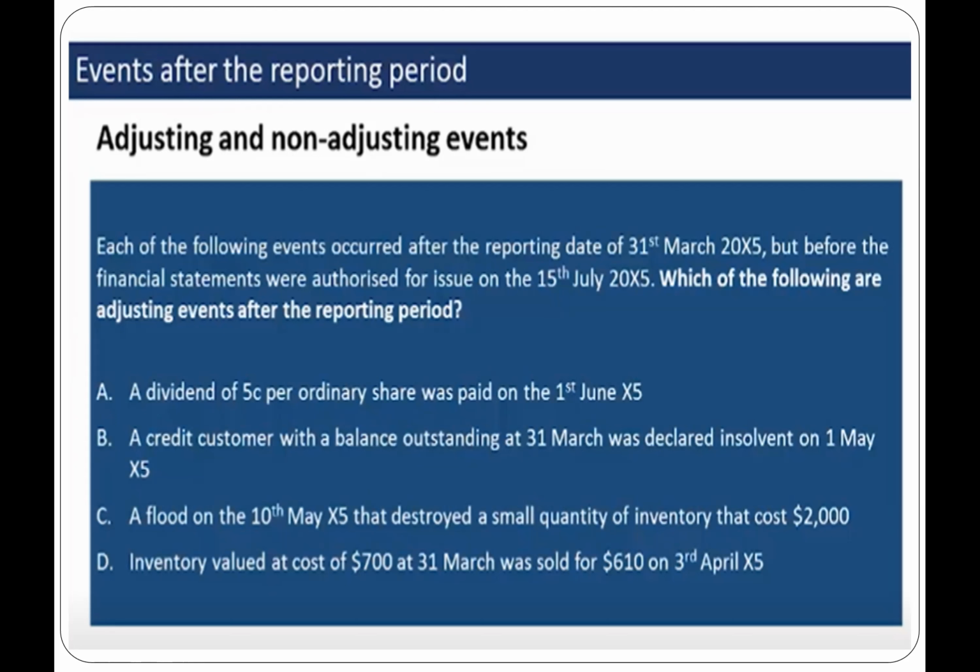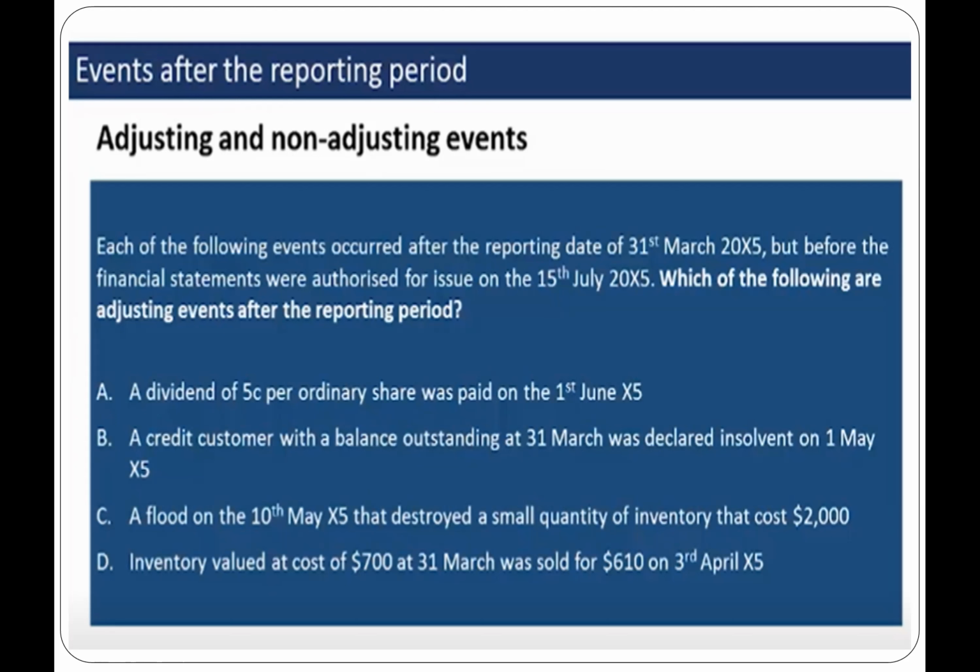So a dividend of 5 cents per ordinary share was paid on the 1st of June 2015. Now, we paid this dividend after the year end, which means this is not something that existed before year end. It's something that actually happened after year end, which means we simply need to disclose that we actually then declared and paid dividends of 5 cents per share after the year end.